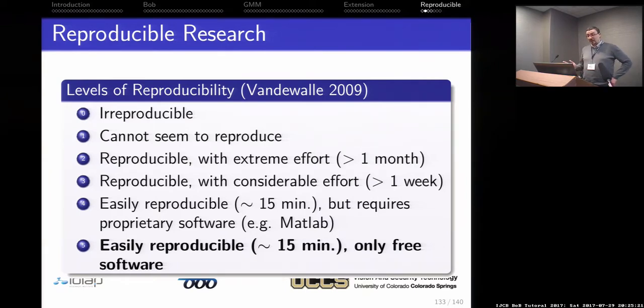But it requires proprietary software, for example, MATLAB. And level 5 reproducibility is easily reproducible, only free software, like Python instead of MATLAB.